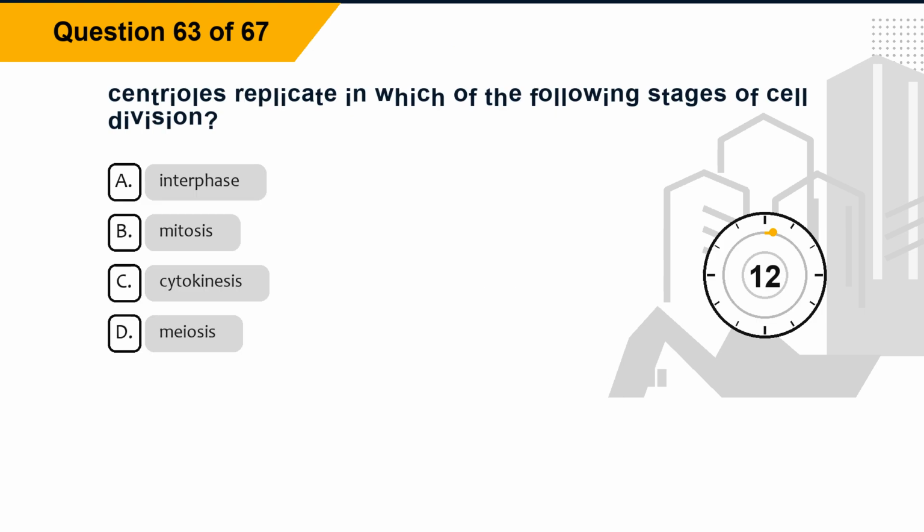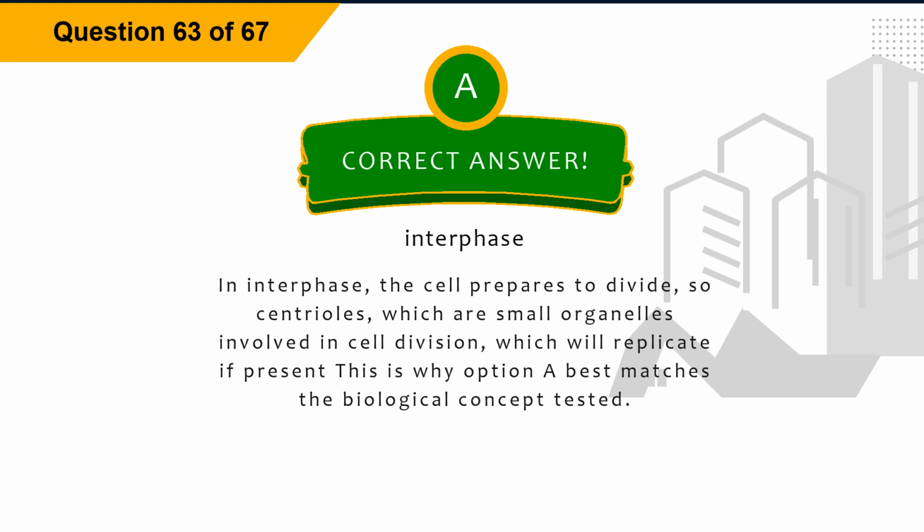Question 63. Centrioles replicate in which of the following stages of cell division? Option A, interphase. Option B, mitosis. Option C, cytokinesis. Option D, meiosis. The correct answer is option A, interphase.